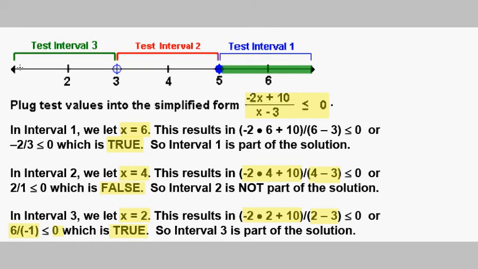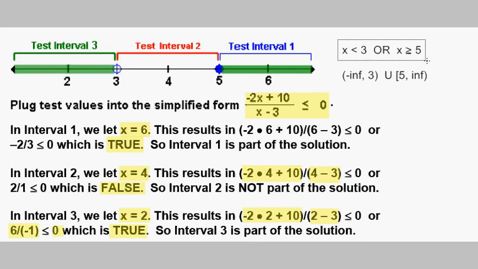Now note that we do not include the point x = 3, but we just go up to x = 3. So this means our solution is x < 3 or x ≥ 5. And we can write this solution as x < 3 or x ≥ 5. Or we can use the interval notation (-∞, 3) with round brackets, union [5, ∞), using a squared off bracket on the 5 on the left side of the interval from 5 to infinity.